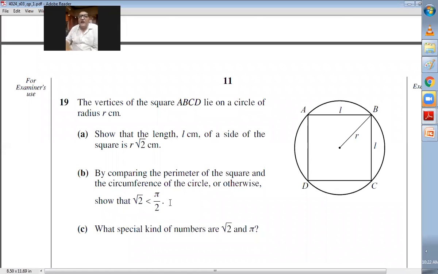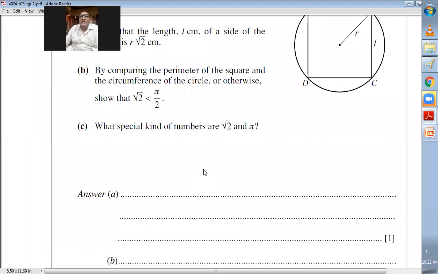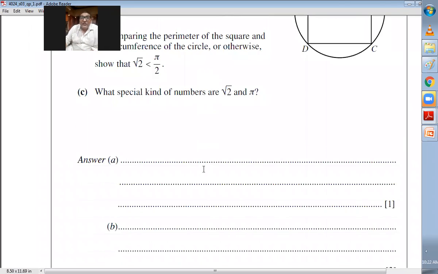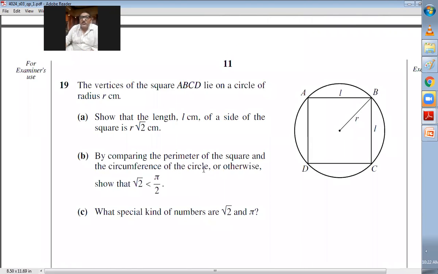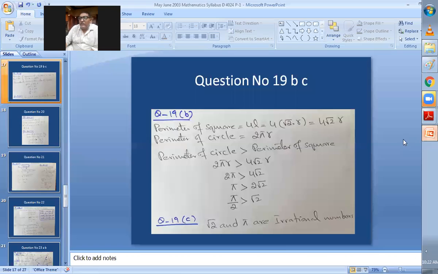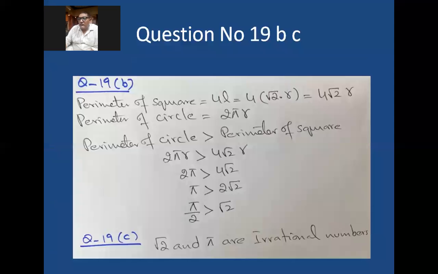So the next part, part C, asks what special kind of number are root 2 and pi? Never forget them: they are irrational numbers. They both are irrational numbers. It's a 1 mark question. Let me show you. I have written this. So root 2 and pi are irrational numbers.